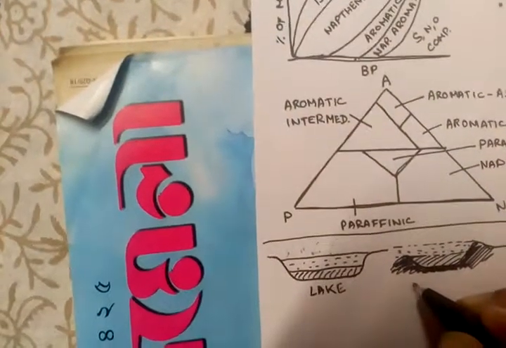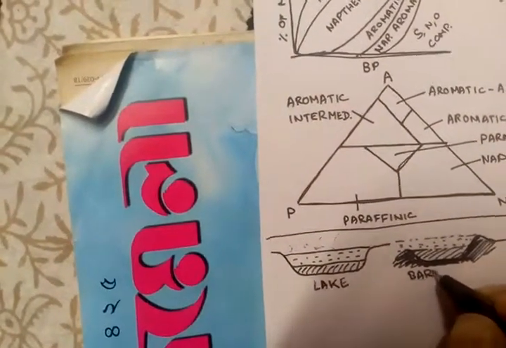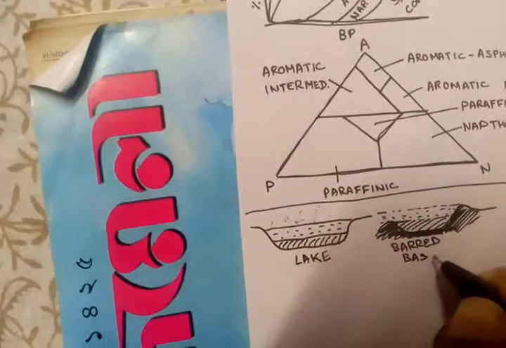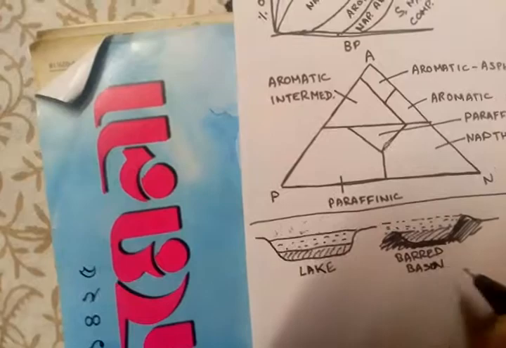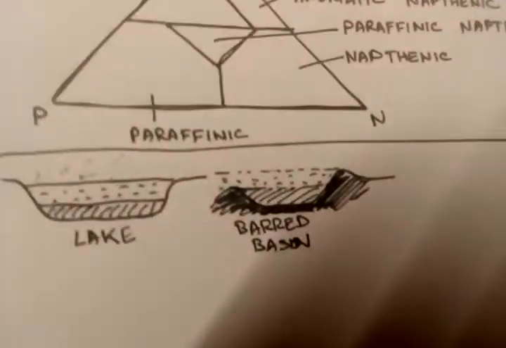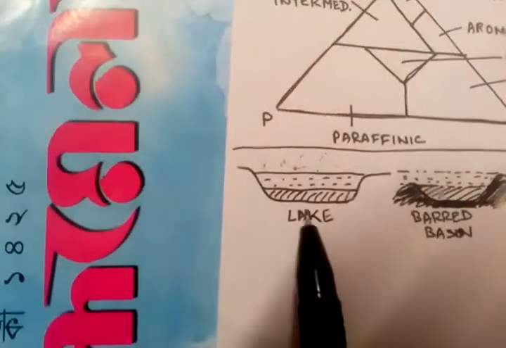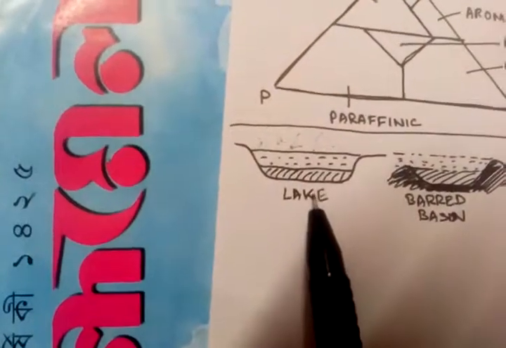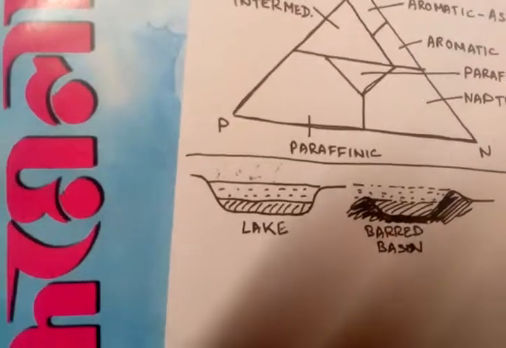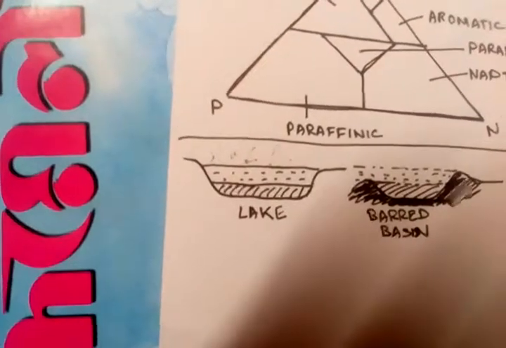Okay, so this is basically a barred basin. This is a barred basin, this is a lake. Done. It should be noted that in this case the stratification is due to temperature. So this is the thermal stratification. Here the stratification is due to salinity. So there's a saline stratification.